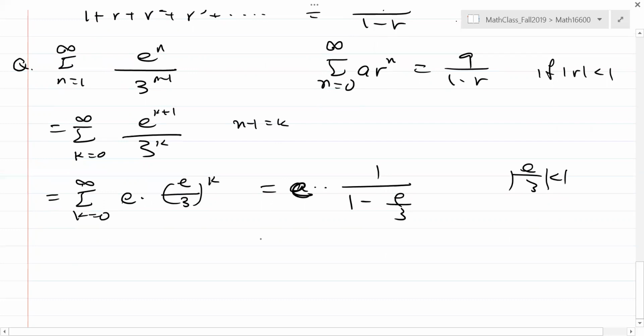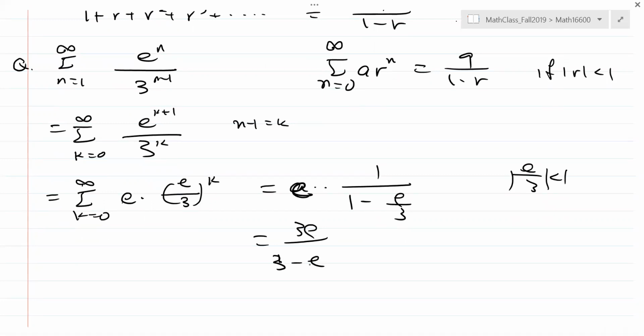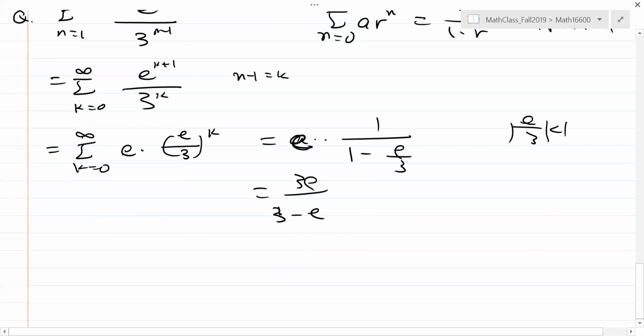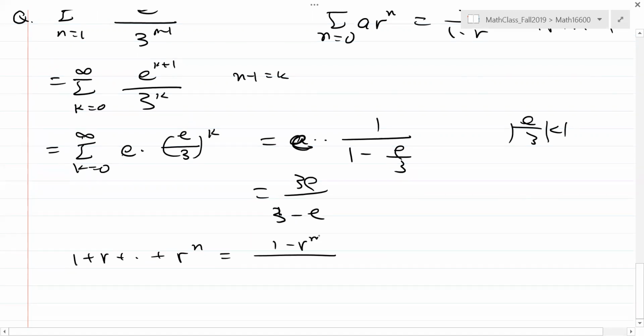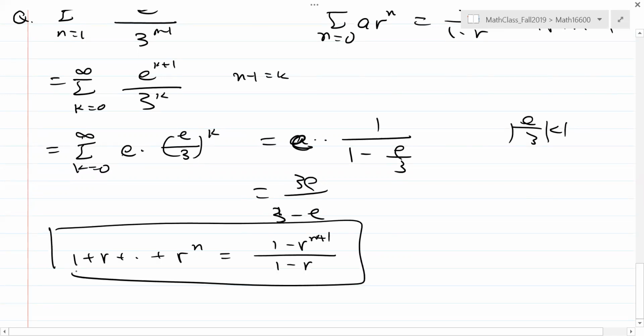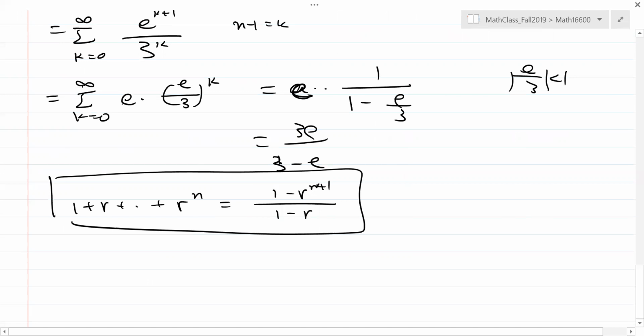So the answer will be 3e over 3 minus e. Just apply the formula. But be careful, the index must start from 0 if you want to apply that formula. Otherwise, you solve the problem using the finite formula, which gives 1 minus r to the n plus 1. Then you take the limit to see whether it is convergent or divergent.